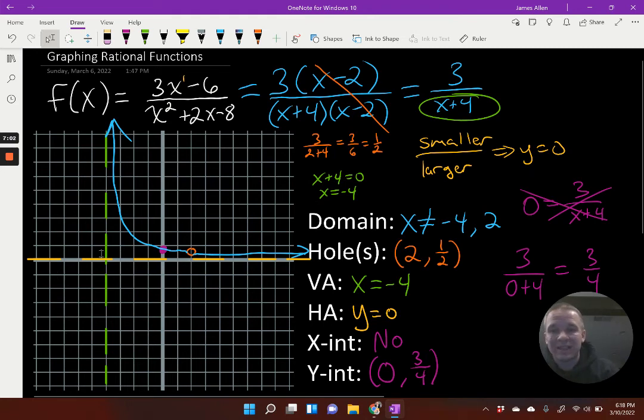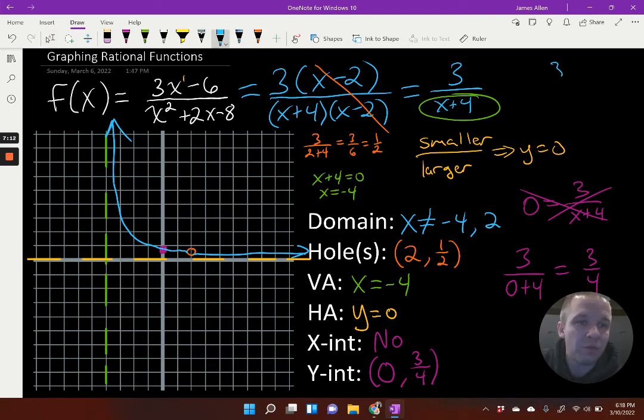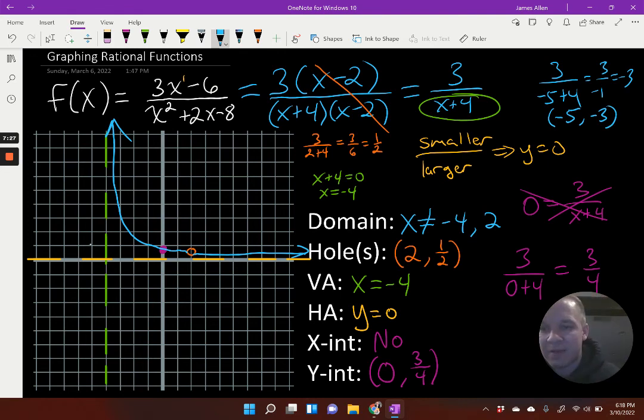Well, I'm going to go to the left of my asymptote here. How about -5? What if I were to plug in -5 into my simplified function? Let's do that. So if I plugged in -5, I'd have 3 divided by -5 plus 4, and that would be 3 over -1, which is -3. So I have the coordinate of -5, comma, -3 that I can plot. -5, -3. There we are. And now I've got this wonderful graph. That's fantastic. That's good stuff.